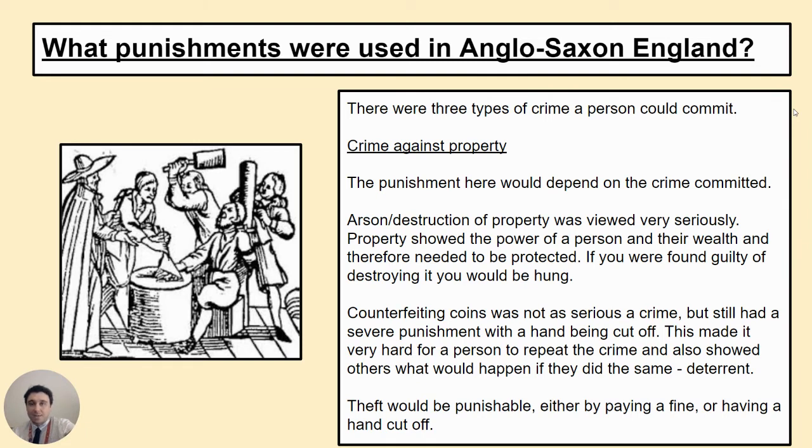And we're going back to that key word there. It's a deterrent. It puts people off committing the same crime. Now, theft would be punishable either by paying a fine or by having a hand cut off.